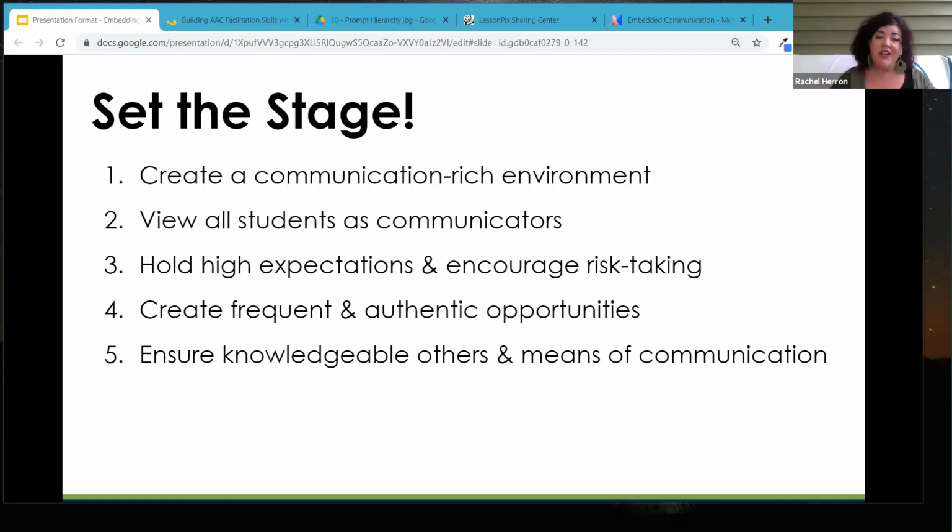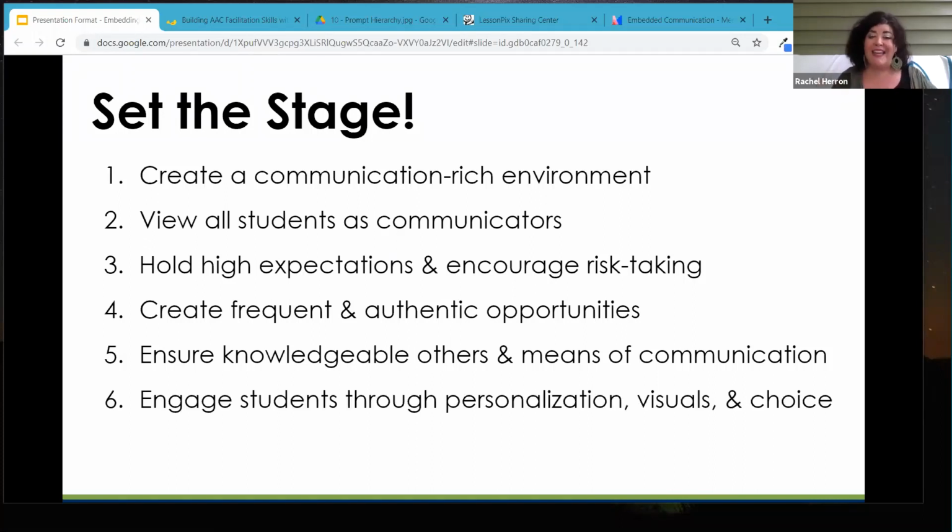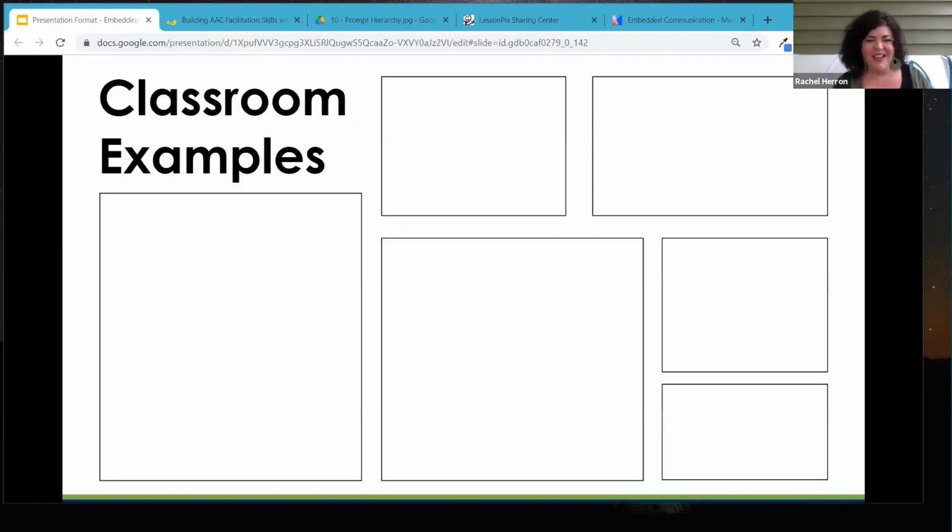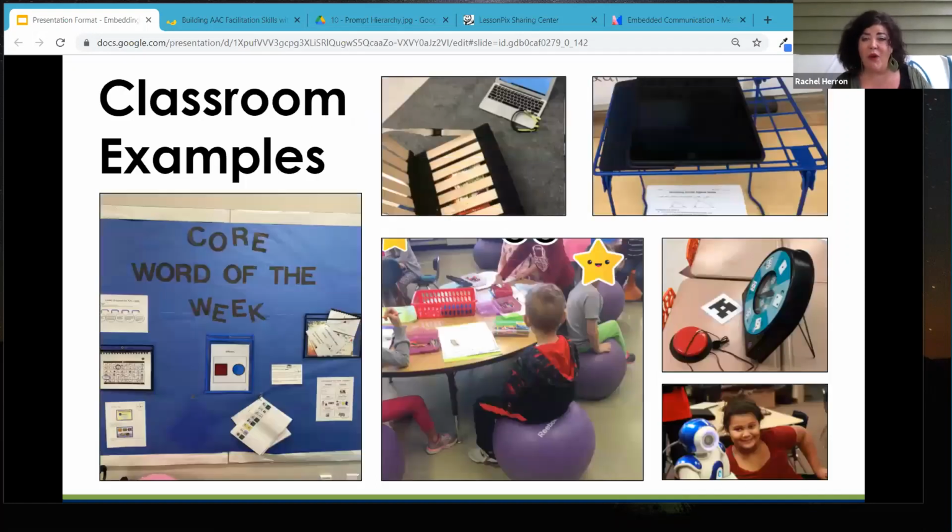So ensuring knowledgeables, for people who are in charge of communication, making sure that those people are part of the communication process is another huge step. Engaging students through personalization, visuals, and choice. I know I like choice. And then my very favorite, celebrating all attempts. So we've got some classroom examples of what this looks like.